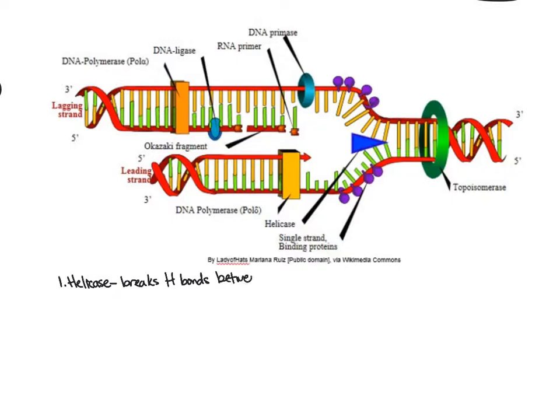So it breaks hydrogen bonds between bases. And so this is separating the strands. Basically what I would say is this is unzipping it. And so we can actually see helicase here in the illustration. It's kind of this blue, what I think of as part of the zipper even, this blue triangle.